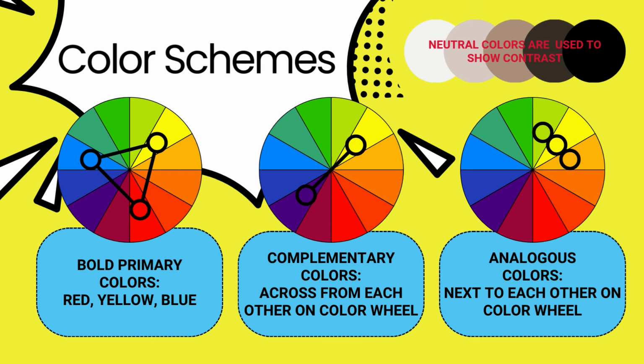Analogous colors. These are the colors that are right next to each other on the color wheel. For example, light green, yellow, and orange. They provide a harmonious or unified look.